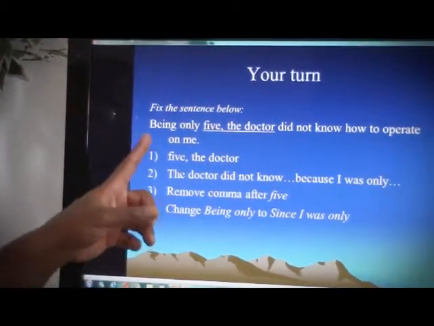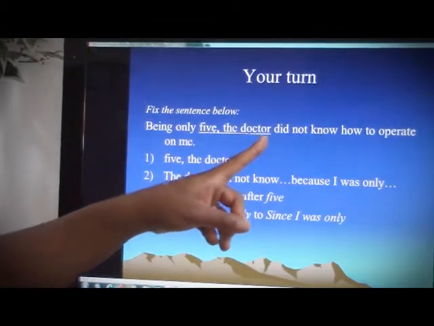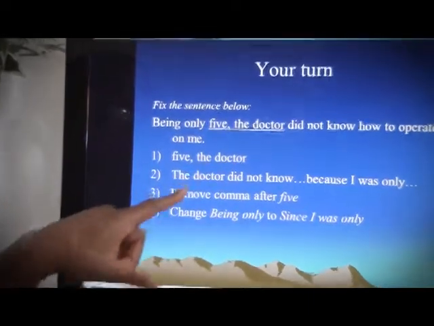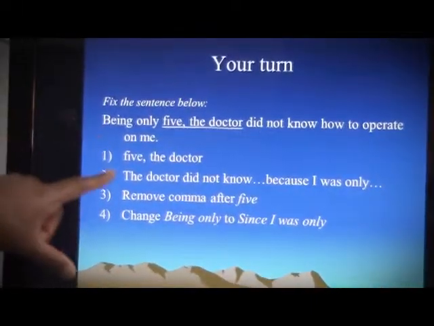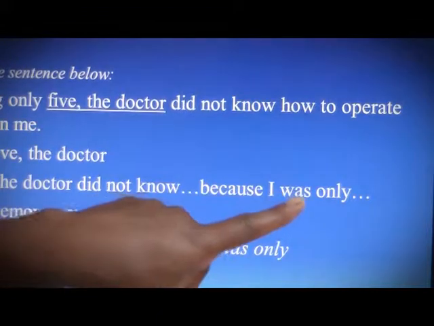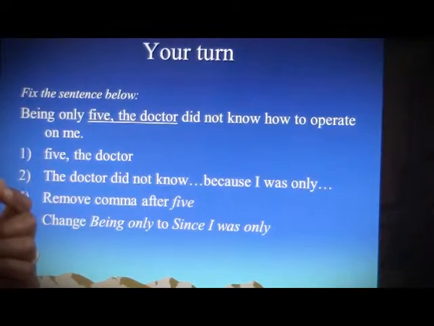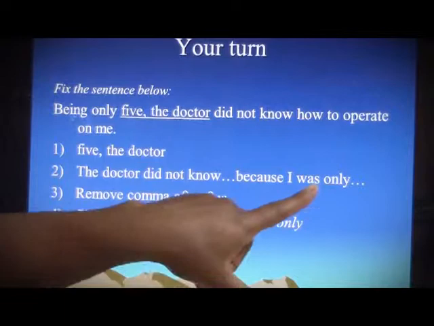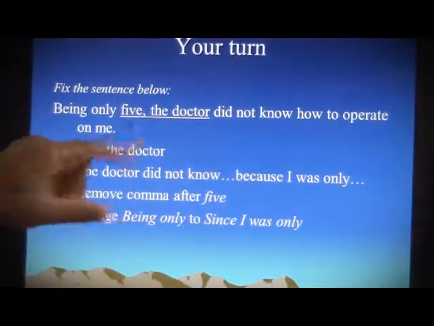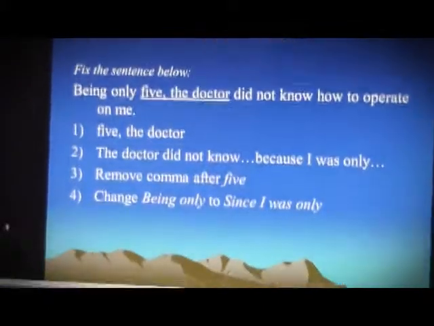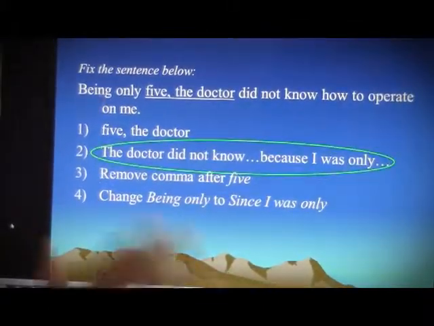Your turn again. Being only 5, the doctor did not know how to operate on me. I was 5, not the doctor. So 5, the doctor keeps it the same. That's not correct. The doctor did not know because I was only 5. This is the correct one, I think. Do you think so? The doctor did not know how to fix me because I was only 5. The doctor wasn't 5. I was 5. I think number 2 is correct. You okay with that one? Okay. Let's see what the computer says. You are right again. Congratulations.